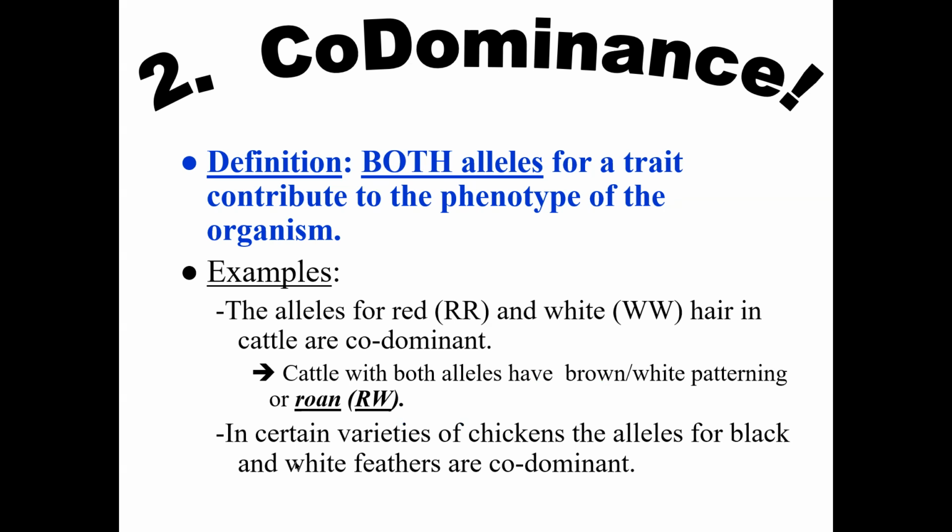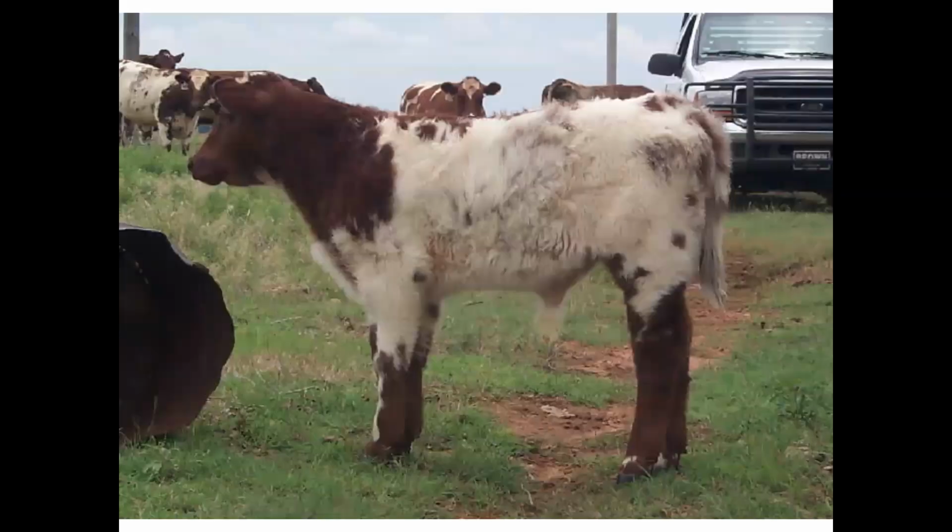It also mentions that in certain varieties of chicken, the alleles for black and white feathers are codominant, right? So you have this spotted chicken look. I don't really see a lot of spotted chickens running around Jamaica, but I've seen pictures of them on the internet, right? So this here now is a roan cow.